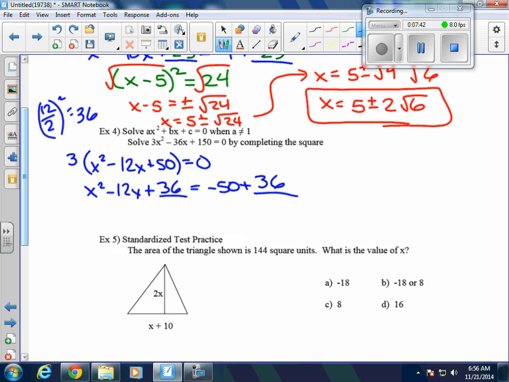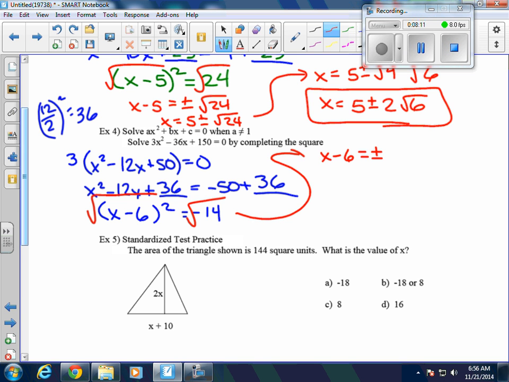Now by doing this again, we make this a perfect square trinomial. x minus 6 goes in here, and negative 50 plus 36 is negative 14. So now again, we are going to have to take the square root of both sides. So when we do that, we end up with x minus 6 equals plus or minus the square root of negative 14. So we're going to have x equals 6 plus or minus the square root of negative 14.